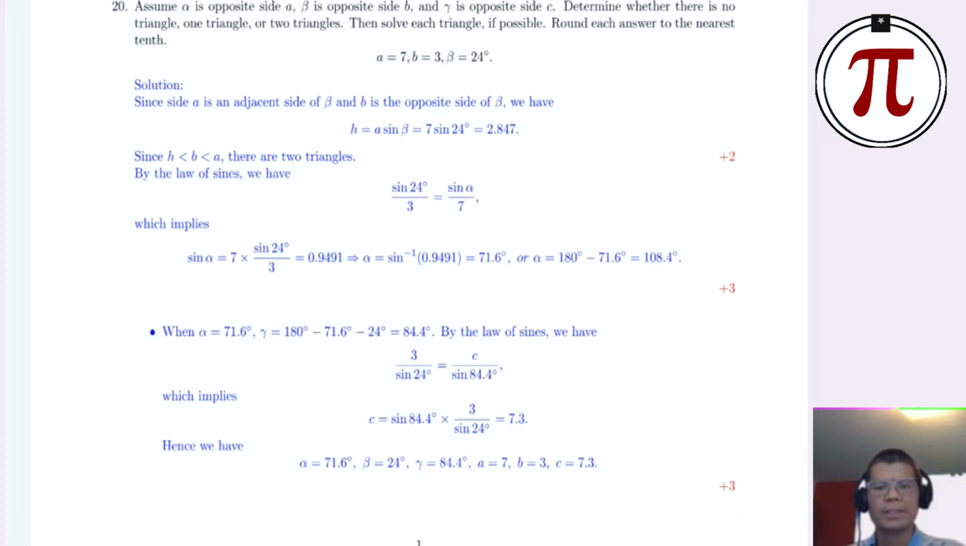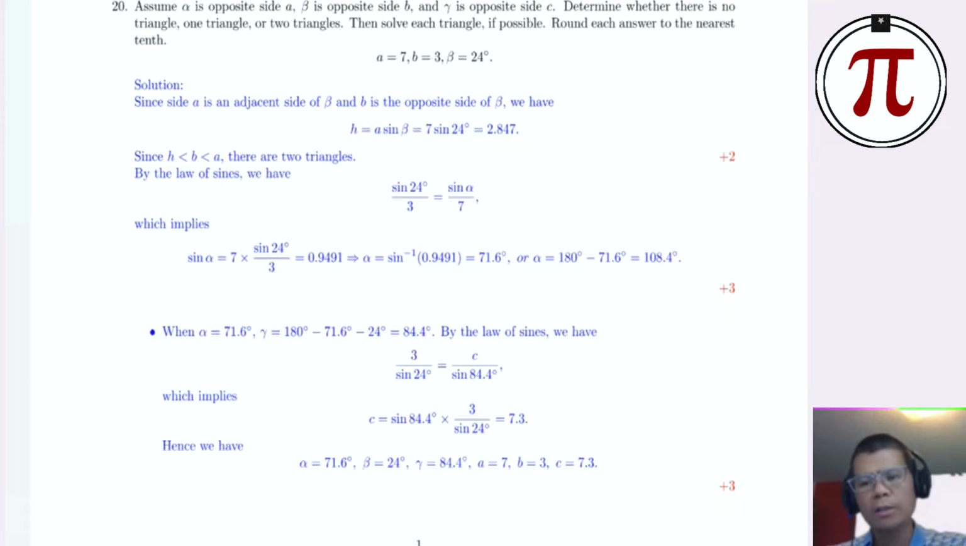Okay, very good. All right, so we have A is 7, B is 3, beta is 24 degrees, right? So now this one is given two sides and one angle, right? Two sides, one angle. So for two sides, one angle, you got to determine, right? So there are 4 different situations. No triangle, right triangle, or two triangles, or there is one, right? So for this one, you have to determine first.